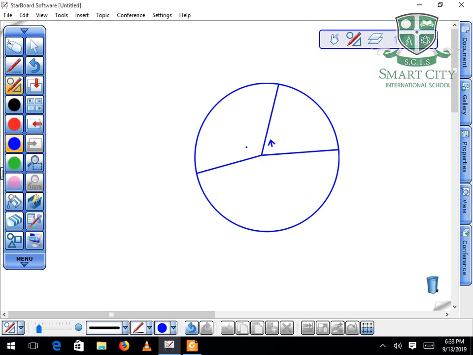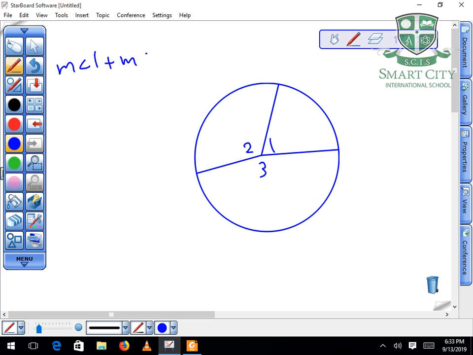Angle 1, 2, 3. So what do you think is the sum of the measures of these three angles? Measure of angle 1 plus measure of angle 2 plus measure of angle 3 must equal exactly 360 degrees.